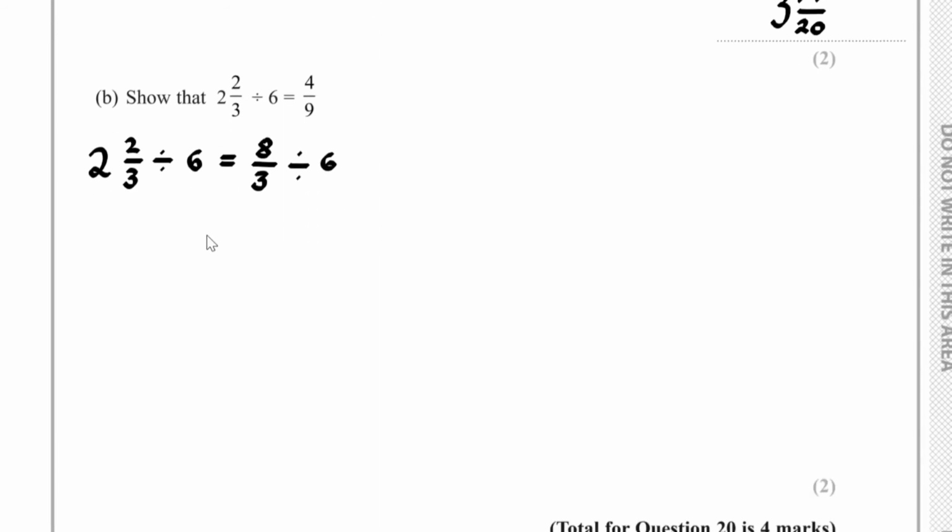And when we divide, what we do is multiply by the reciprocal. So we've got 8/3 being multiplied by 1/6. And if we work this out, we've got 8 times by 1, which is 8. Then we've got 3 times by 6, which is 18. And we can simplify.